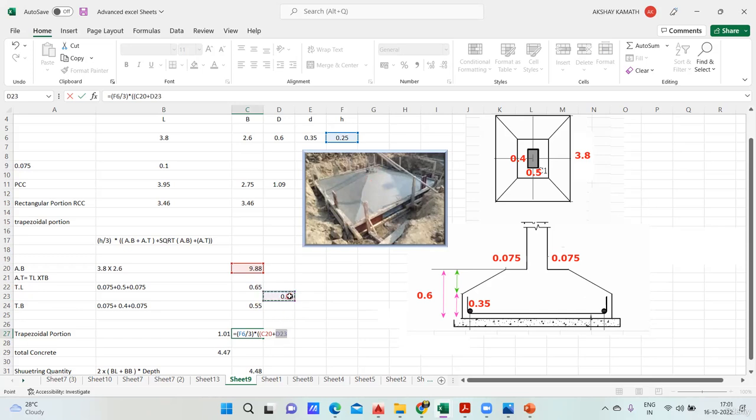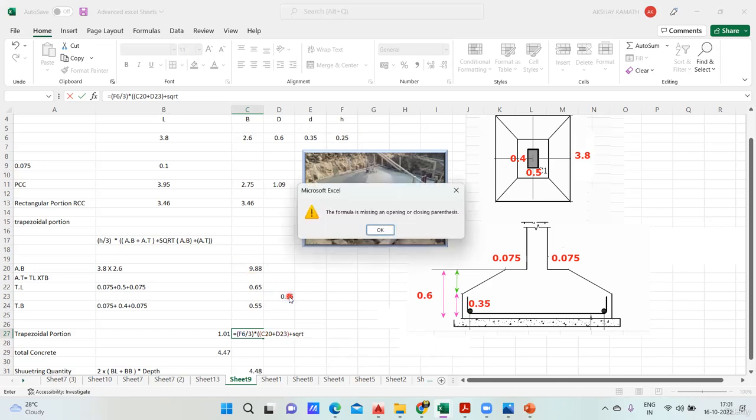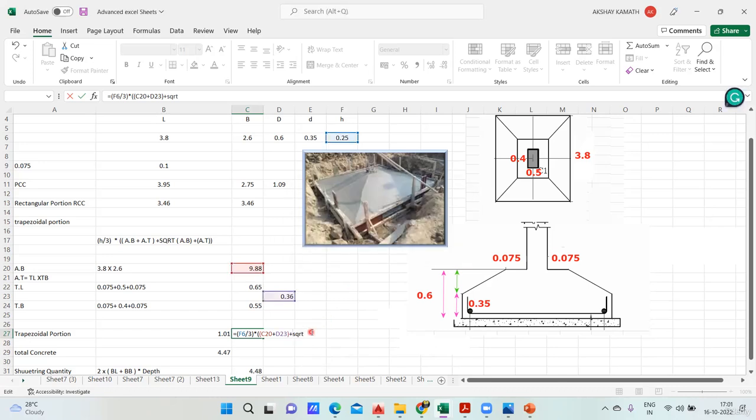Now again I'll close the bracket, plus now the square root; you should write SQRT on your keyboard and the square root will pop up. Once you write the square root, open the bracket. Again AB, that is the bottom area, 9.88. Close the bracket, plus open the bracket, again top area is 0.36. Then close the bracket, 2 times you close the bracket and hit the enter button.